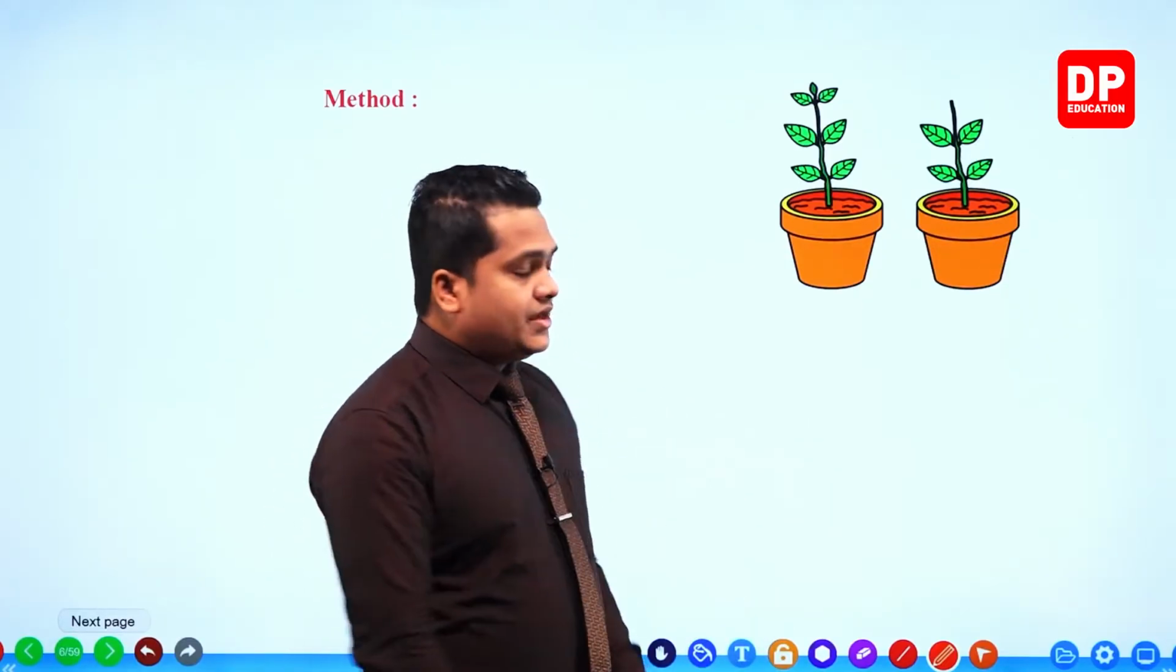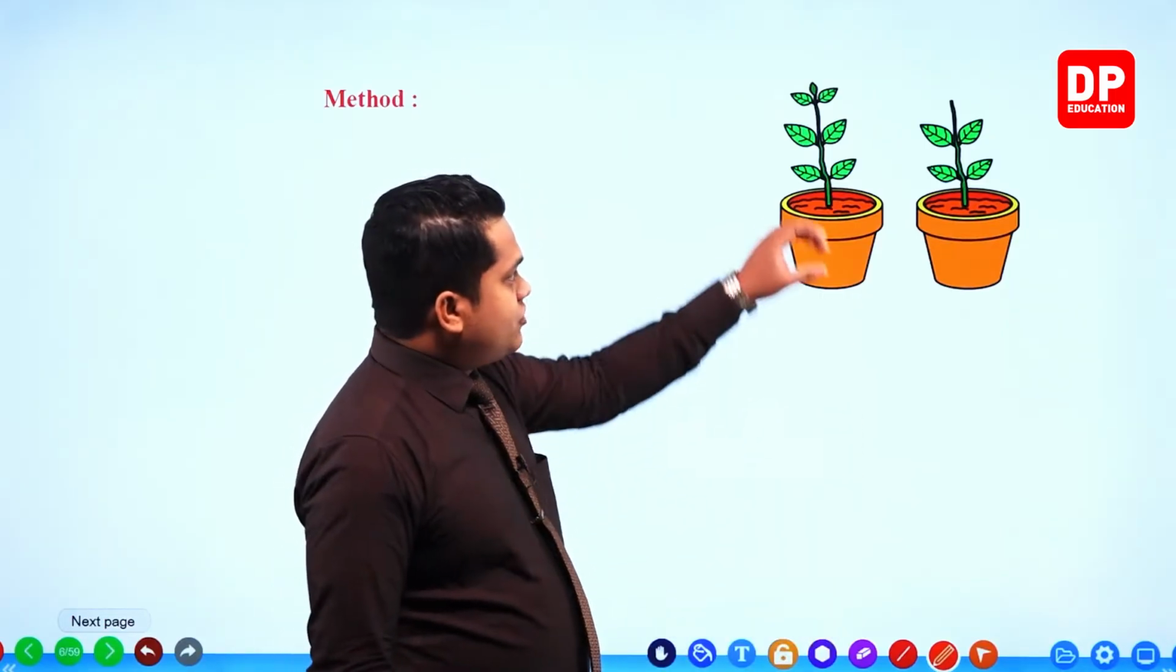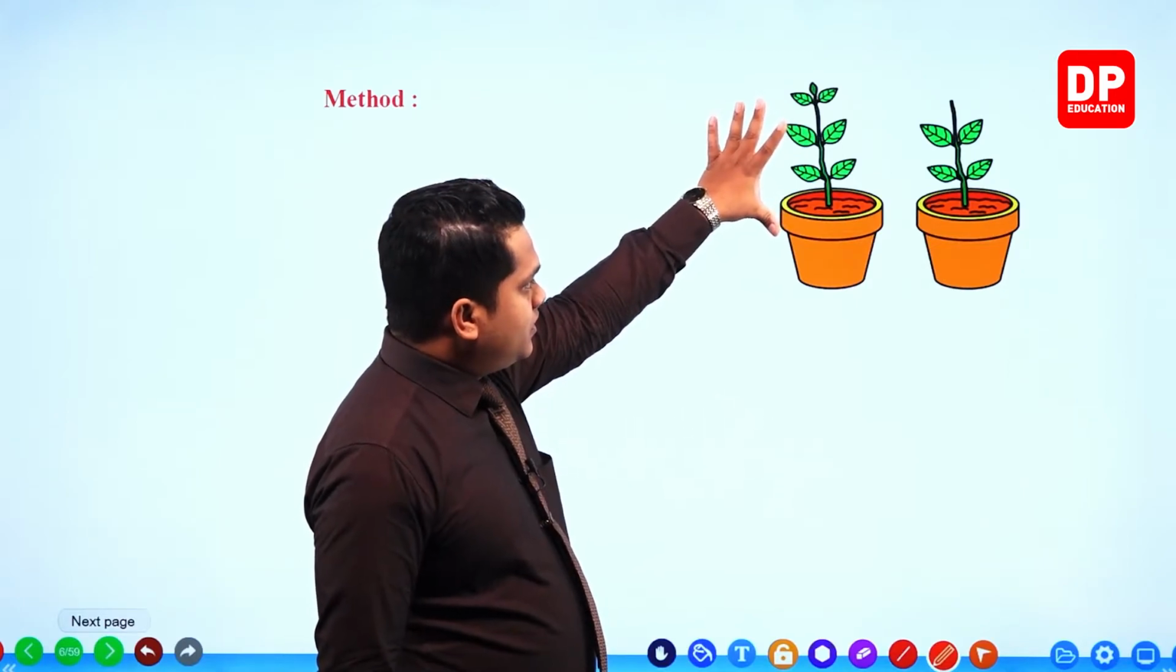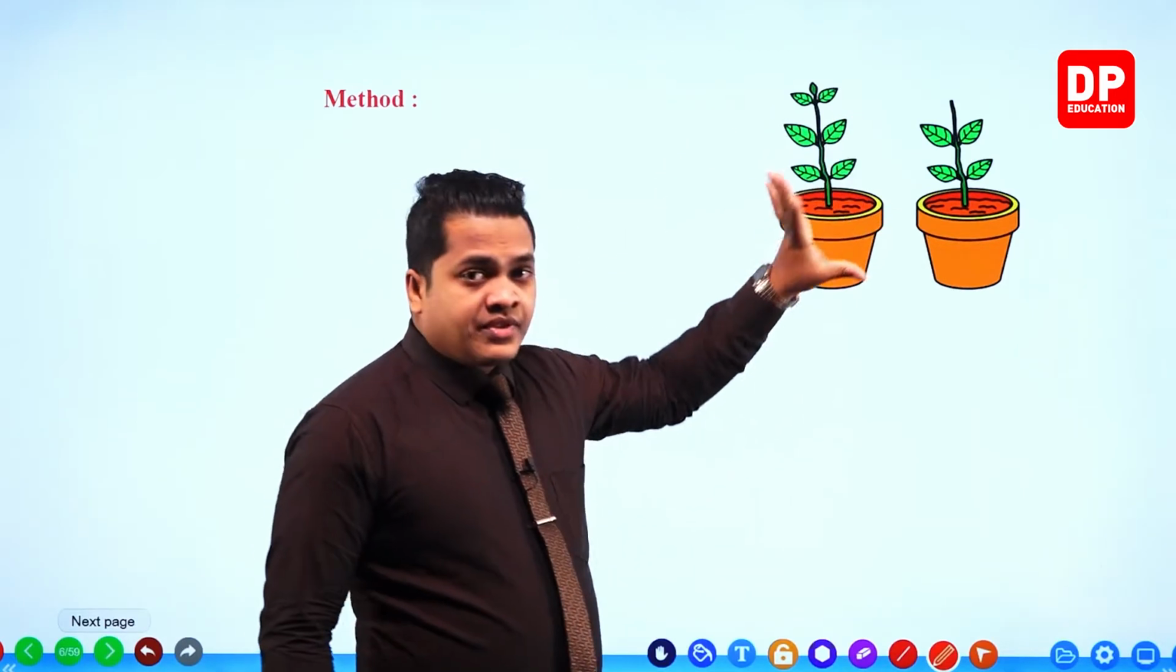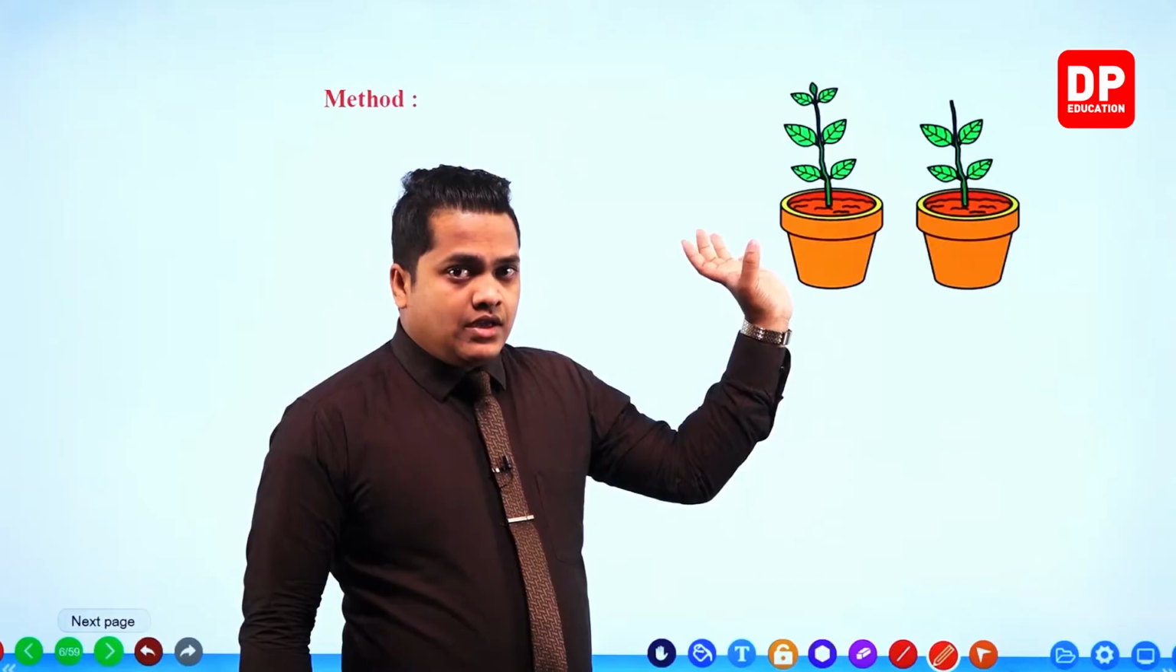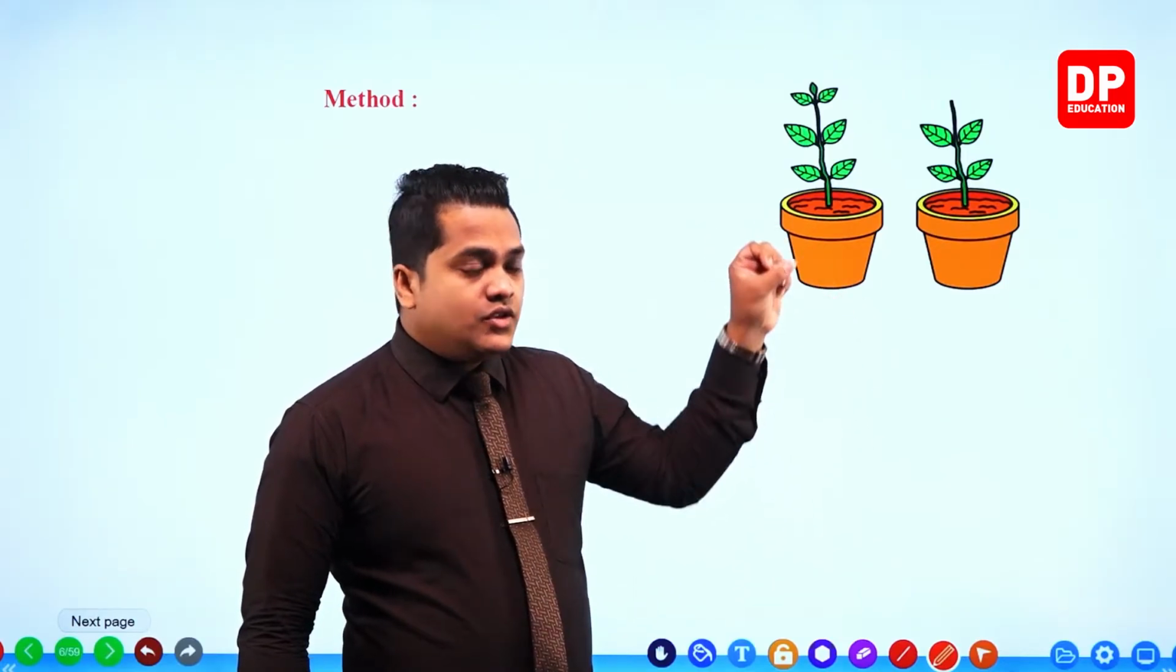Then you have to keep the two plants for a few days, and then observe the height. What has happened with the height? It's better if you can measure the height of this one and this one before keeping them for a few days. Then after a few days, you can measure the height of the two plants.